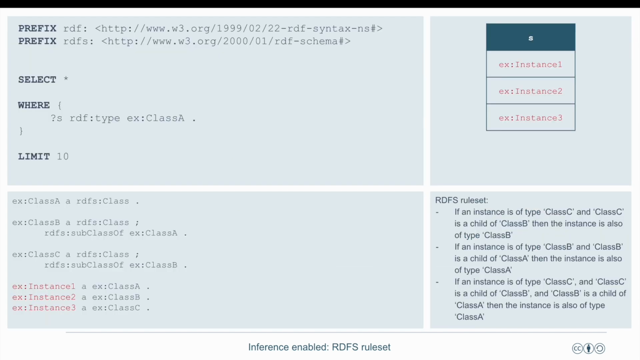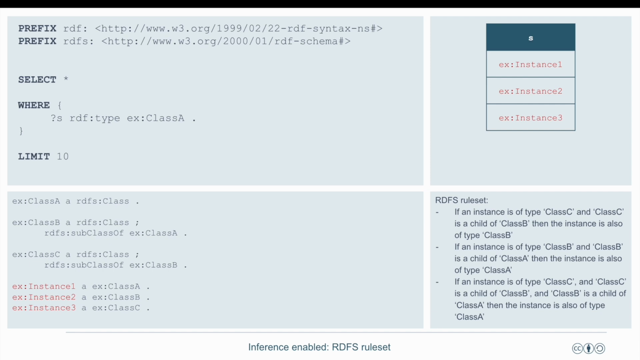Looking at the previous SPARQL query, but this time with inference enabled, the data graph still remains the same, but we see instance 1, instance 2, and instance 3 in the result. This is as a result of the RDFS rule set being applied to the triples in the data graph to infer the new triples.